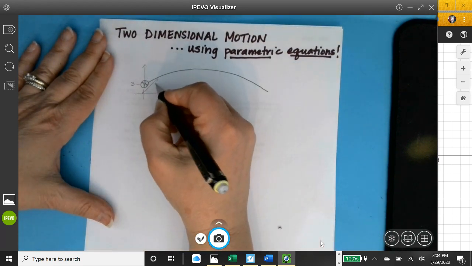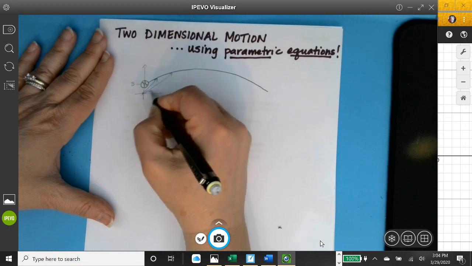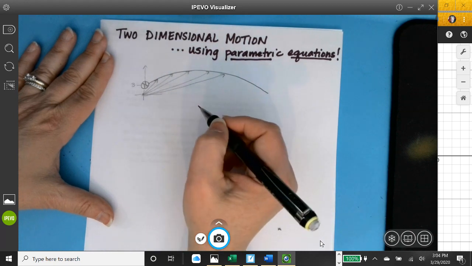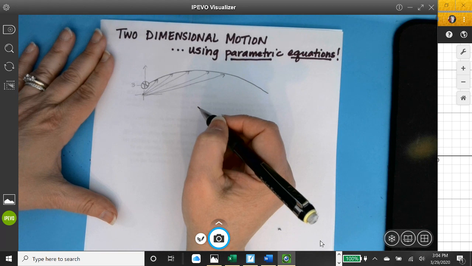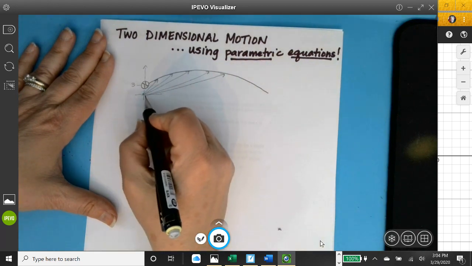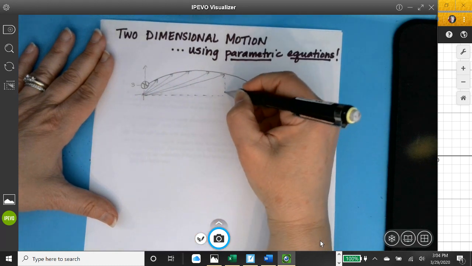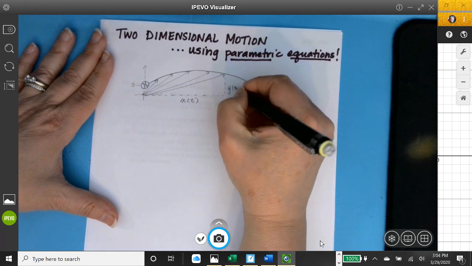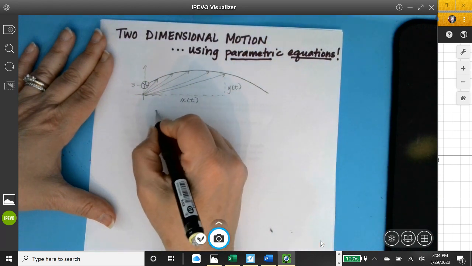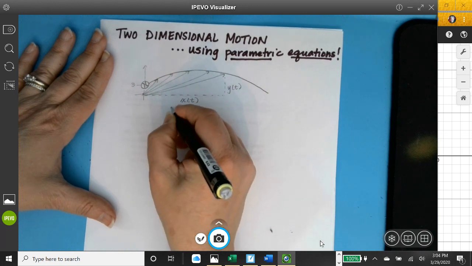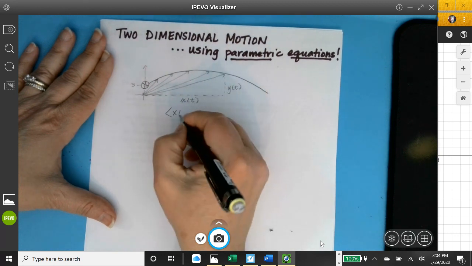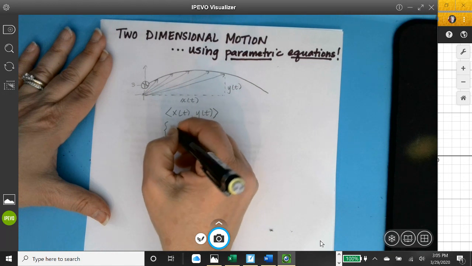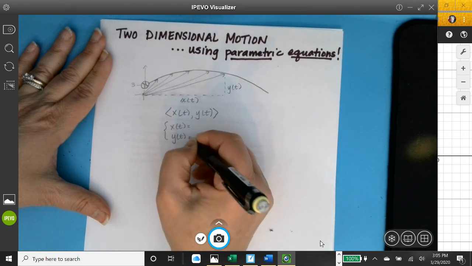So the path of the ball, I could say at time t equals 1 second, 2 seconds, 3 seconds, 4 seconds, all the way down here, I could describe the path of the ball using a position vector, pointing at where it is at some certain time t. And then I could say that the position is going to be x of t and then some y of t. So I could say its position is a set of parametric equations, and I could write it as a vector x of t, y of t, and then write it as a set of parametric equations, x of t, y of t, and have two different equations to model the behavior.